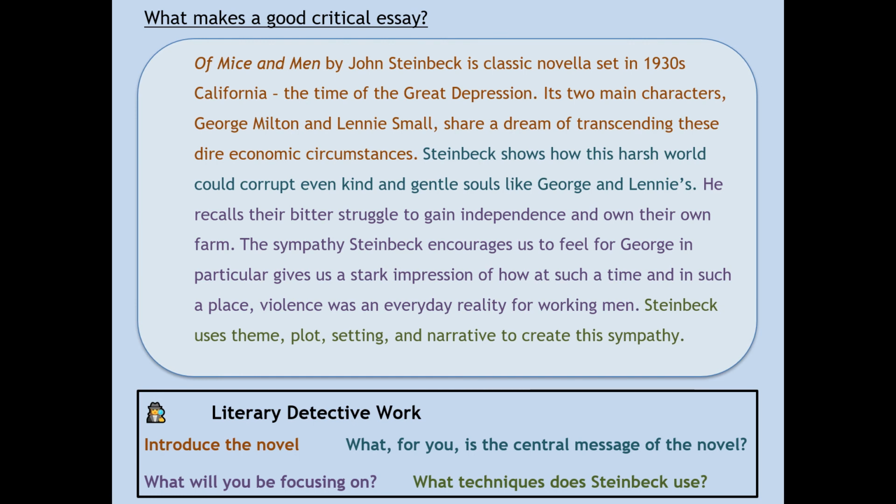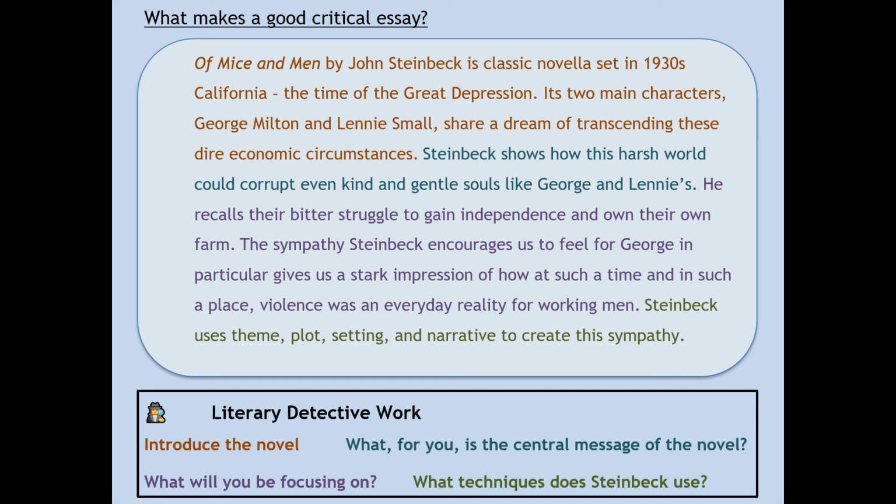Okay folks, here's where the four parts of the formula for an effective introduction can be found in the example. In orange, first of all here, we can see that the writer is introducing the novel, giving such key details as its title, its author, and the time in which it takes place, as well as its main characters or protagonists.